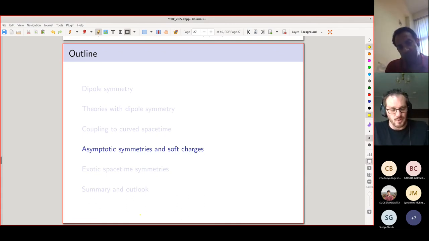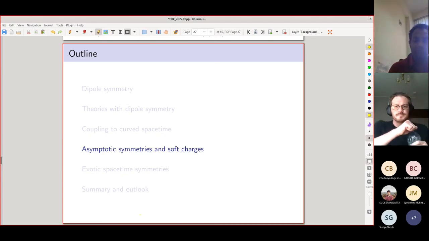Before I go there, are there some questions with regard to the coupling to curved spacetime? Okay, great. So then let's talk about asymptotic symmetries and soft charges.